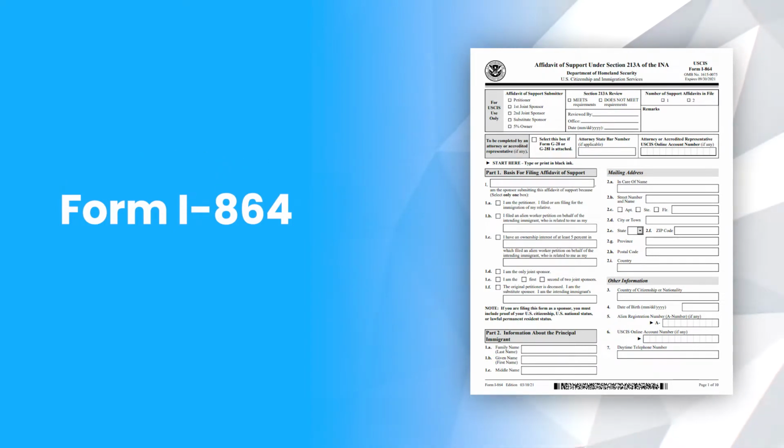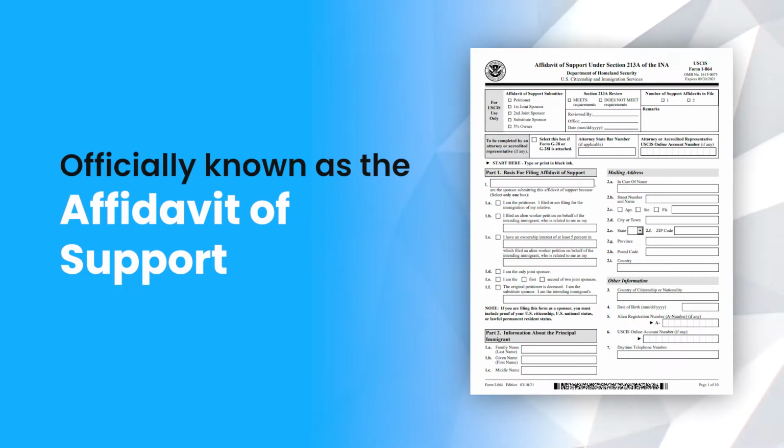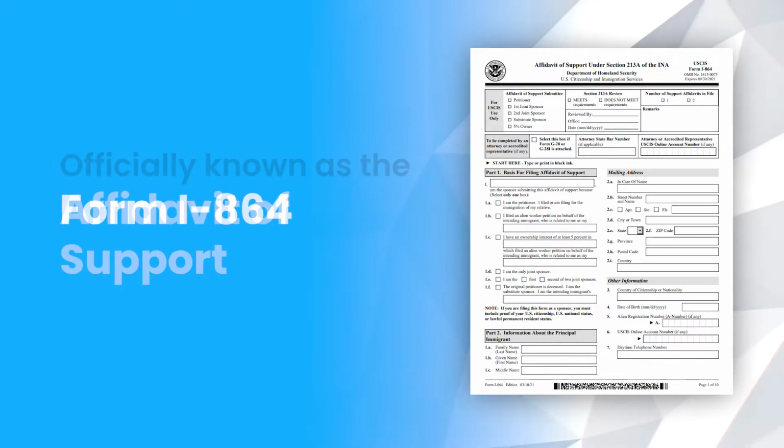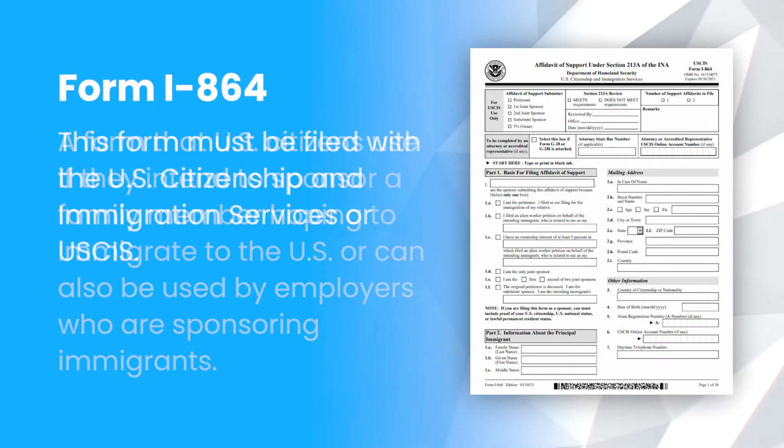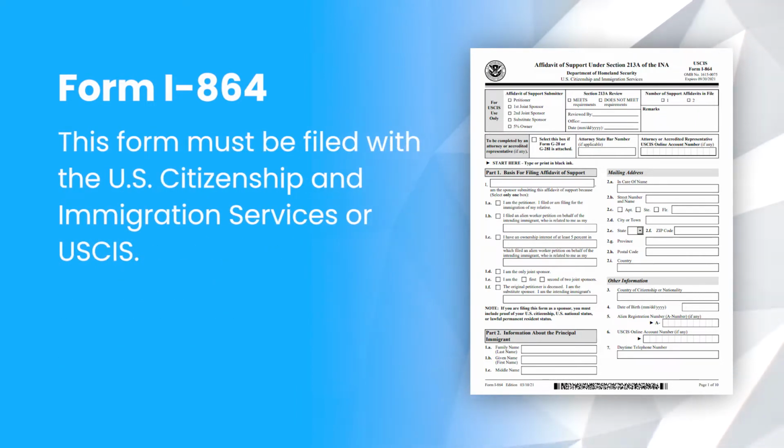Form I-864, officially known as the Affidavit of Support, is a form that U.S. citizens use if they intend to sponsor a family member hoping to immigrate to the U.S., or can also be used by employers who are sponsoring immigrants. This form must be filed with the U.S. Citizenship and Immigration Services, or USCIS.